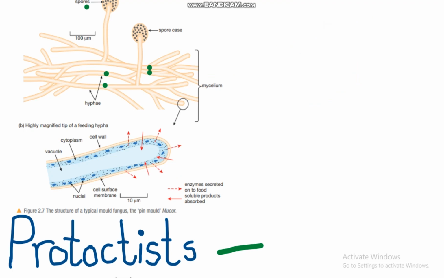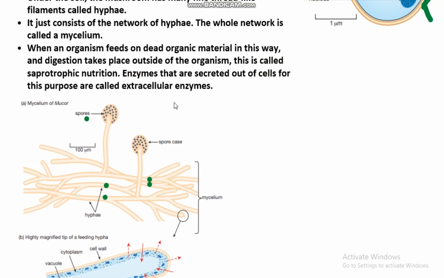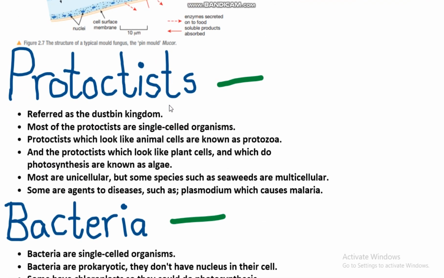This is known as saprotrophic nutrition, which happens when an organism is dead and another organism is feeding on the dead material. Then you have protoctists, which are known as the dustbin kingdom, and most of these are single-celled organisms.